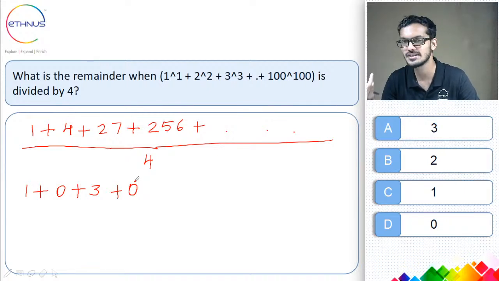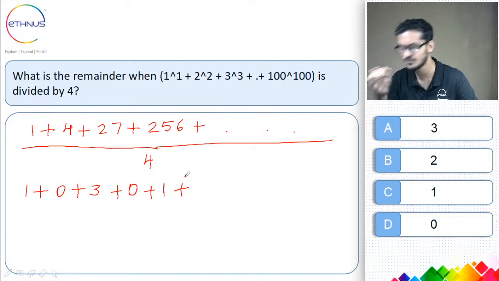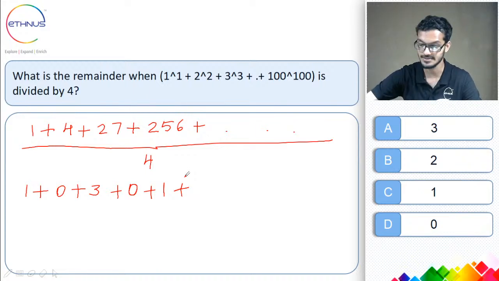I know the last 2 digits are 25. So 25 divided by 4, definitely the remainder will be 1. So I get 1 there. So 6 to the power of any large number, if you take, definitely the remainder will be 0. I don't have to take 6 to the power of 6 and find out the answer. Rather, I can do it in my mind.